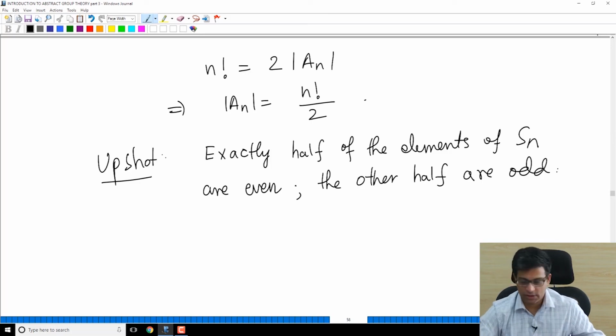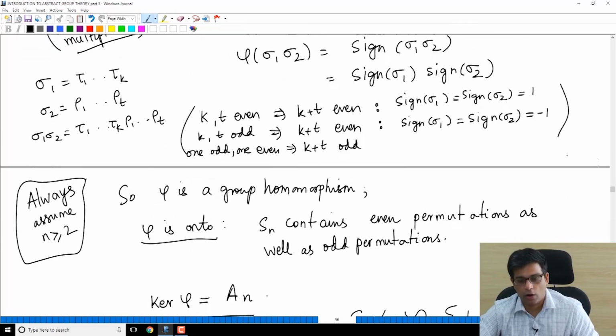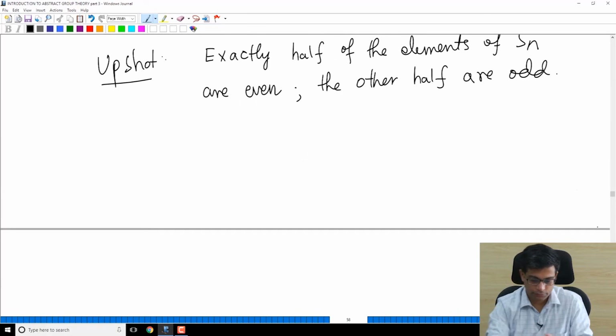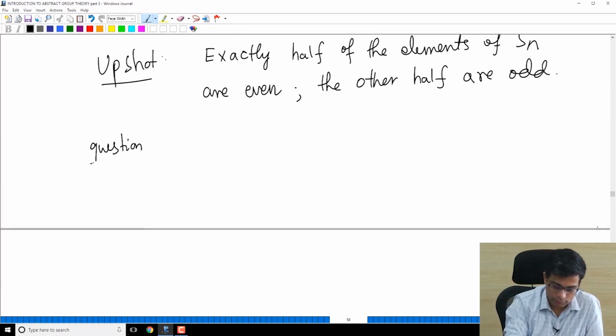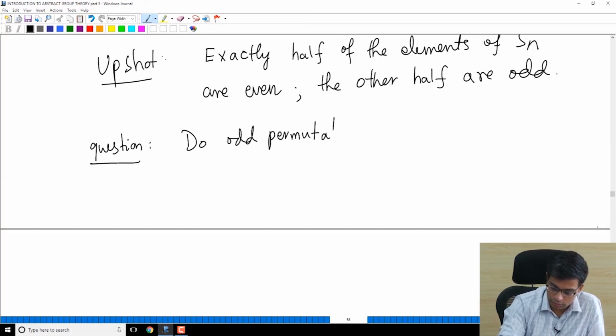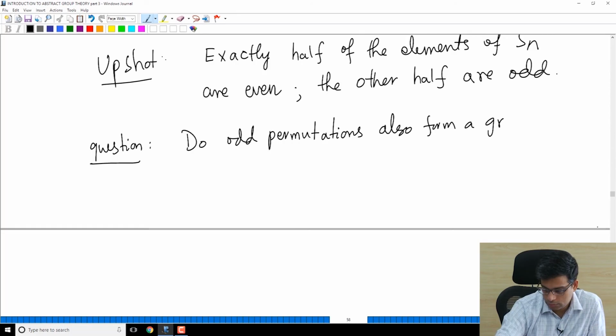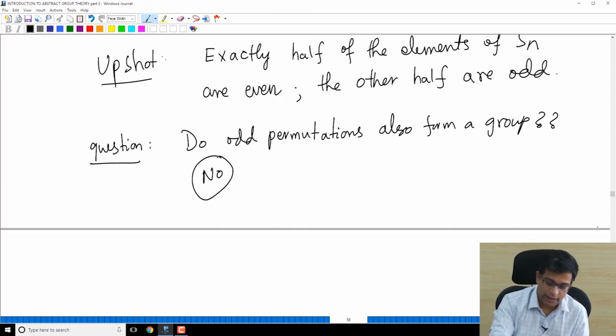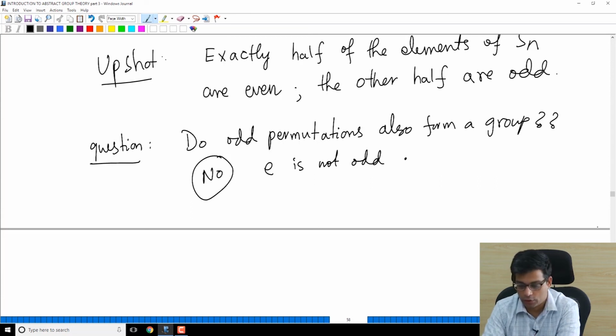So now it is just a quick check for you. Can you also take odd permutations and see if they form a group? So the quick question for you: do odd permutations also form a group? The answer to this is an obvious no, for several reasons. First, identity is not there, right? Because identity is even, so identity is not odd. This is one reason. That's good enough to conclude that they are not a group.